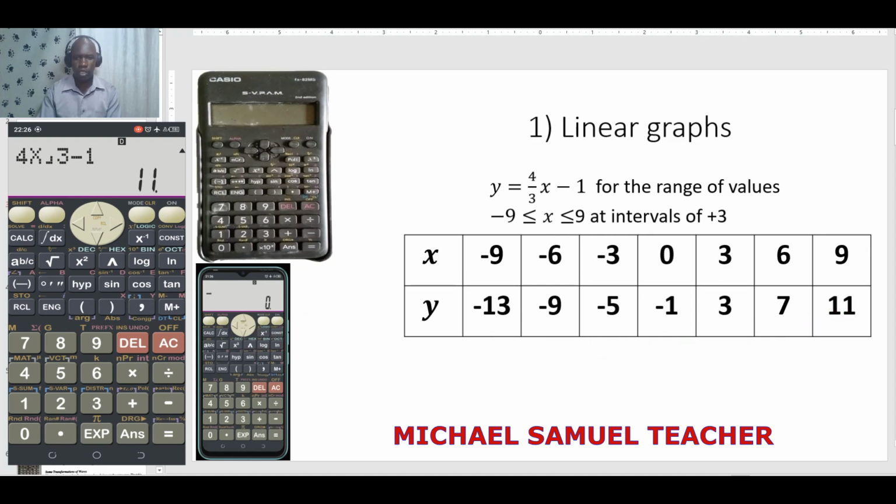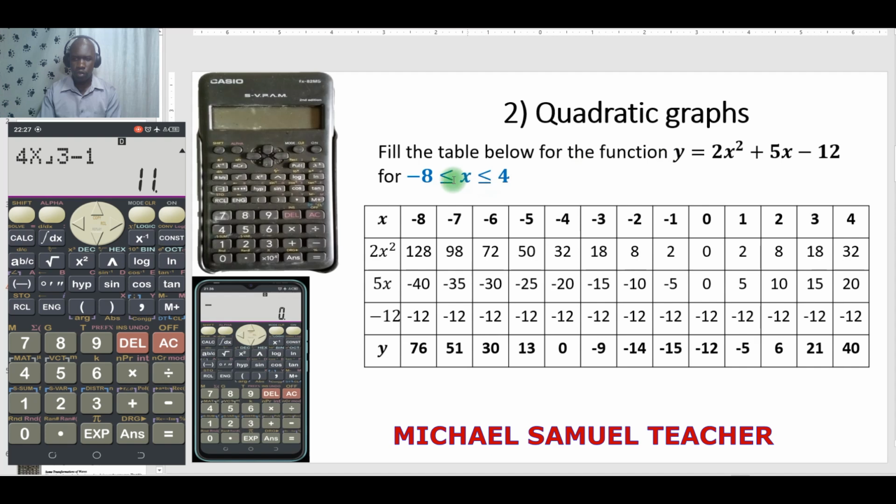We move on to the other one, which is quadratic graph. Fill the table below for the function y is equal to 2x squared plus 5x minus 12 for this range of values of x, minus 8 all the way to 4. We have already filled the table, but I'll show you how to get the corresponding values of y when x is minus 8 and so on up to 4. The other values you can also easily do the same way as that process.